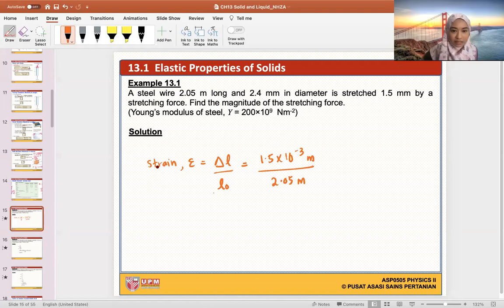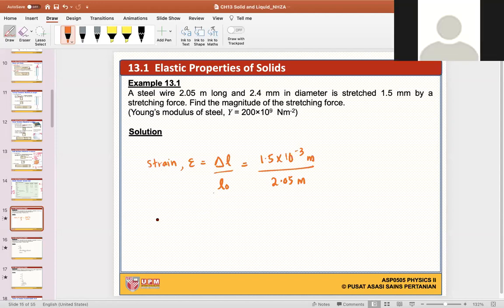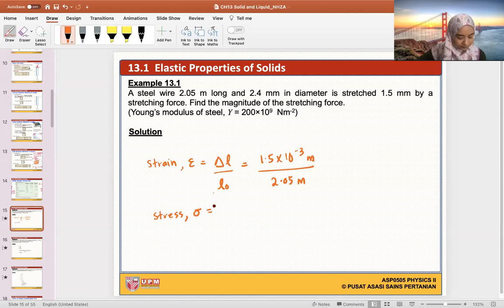Ishraf hilang lagi ke? Ada tak? Ada. Okay, saya tahu dah. That's why I like to call people individually. Okay, is Danish there? Danish? Yes, Doctor. Okay, ada.